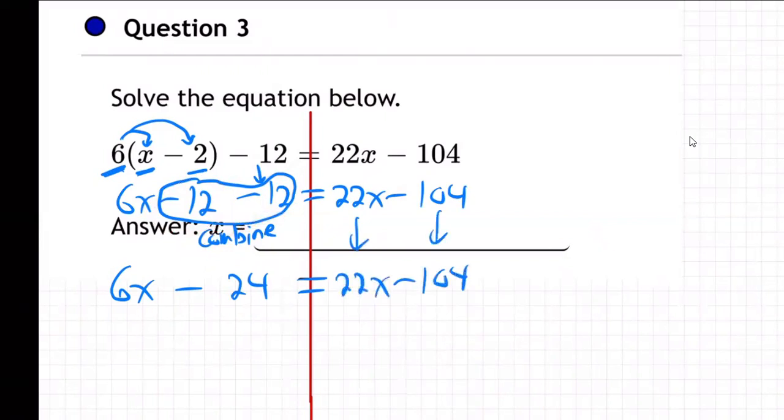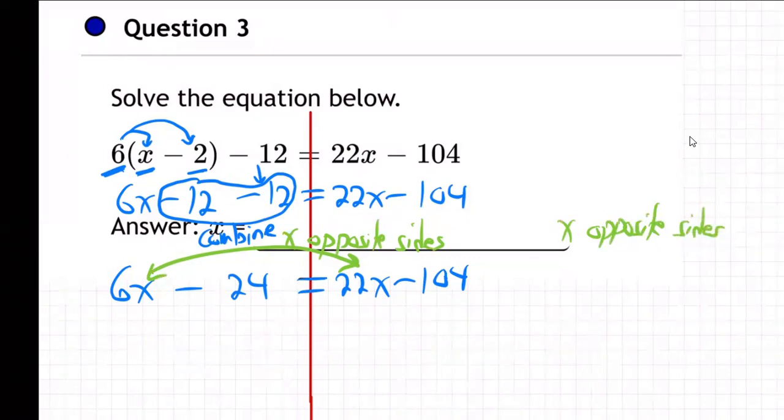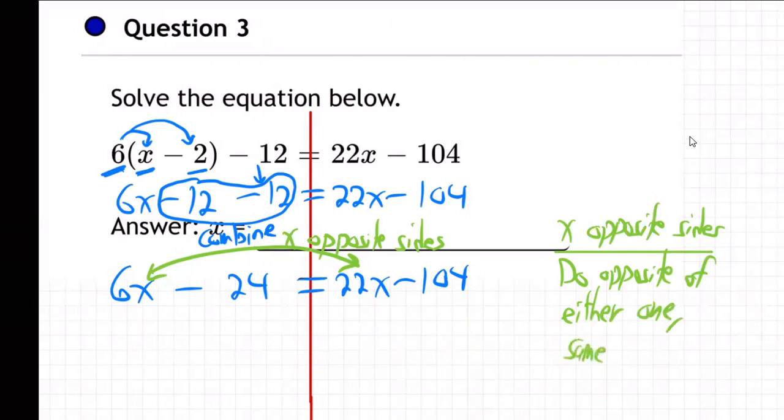Okay, now we have X on opposite sides, don't we? Right here and right here. X on opposite sides. So what do we do when we have X on opposite sides? So I hope you're getting more and more comfortable with this. When we have X on opposite sides, we do the opposite of either one, same to both sides. So it doesn't matter, do either one.